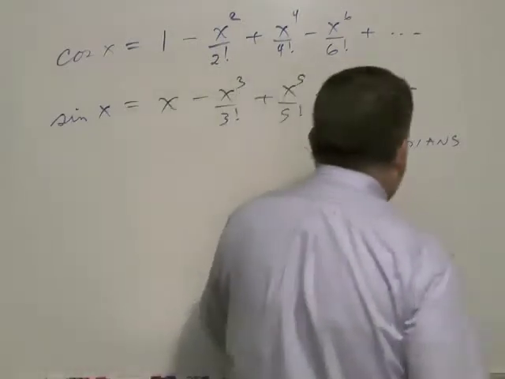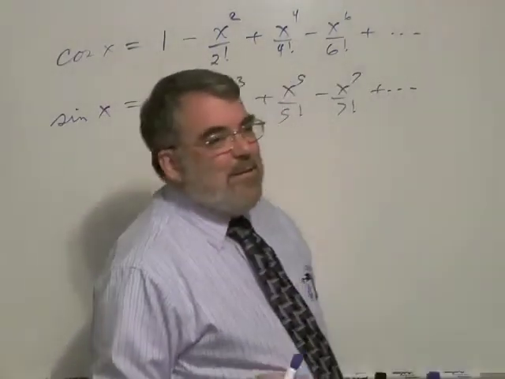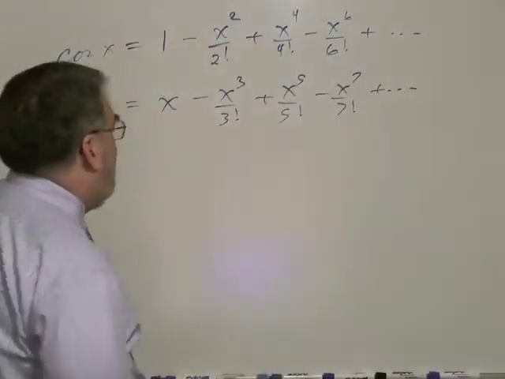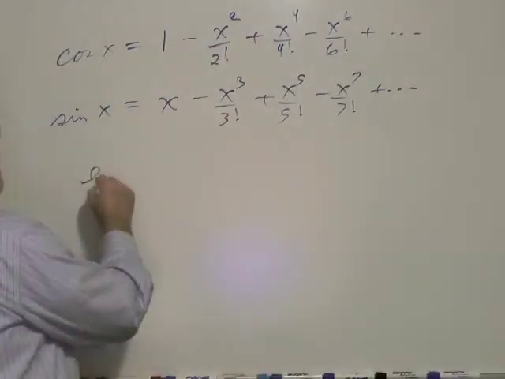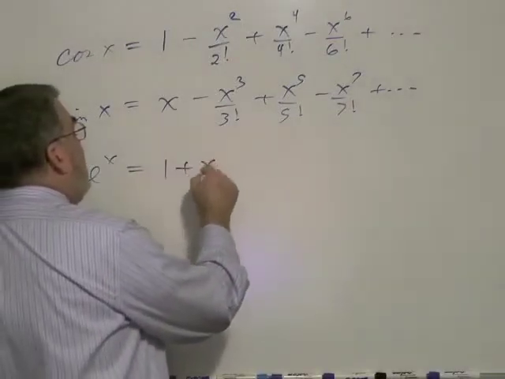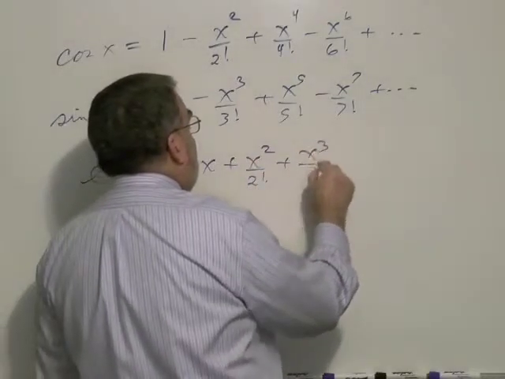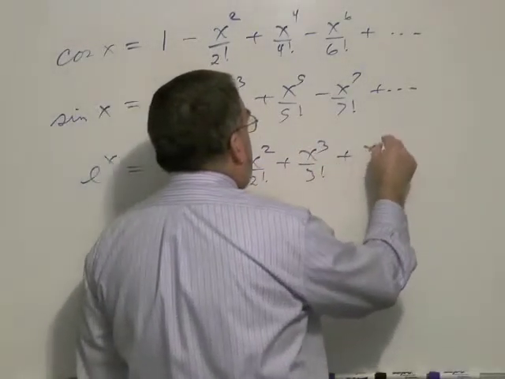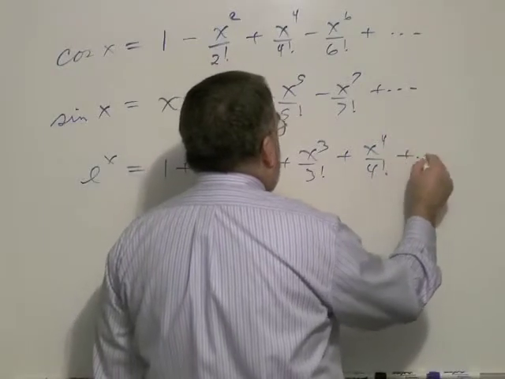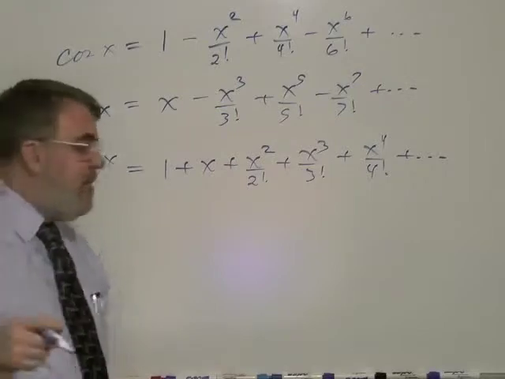Alright, well, I bring this up because another expansion you do in calculus is e to the x. And it expands this way. It's 1 plus x plus x squared over 2 factorial plus x cubed over 3 factorial plus x to the 4th over 4 factorial, and so on and so forth, ad infinitum.